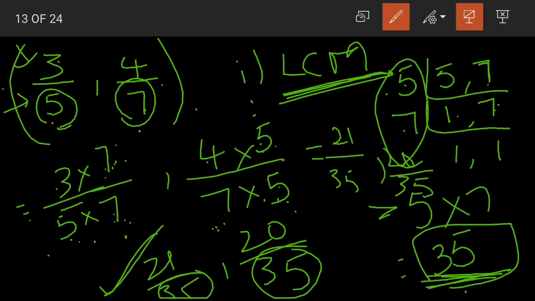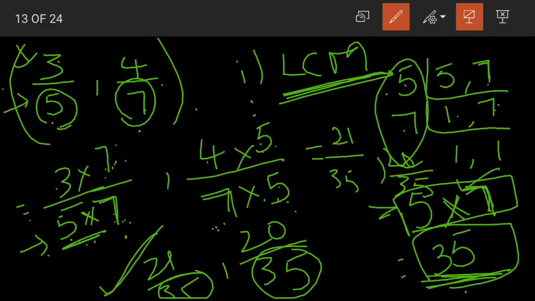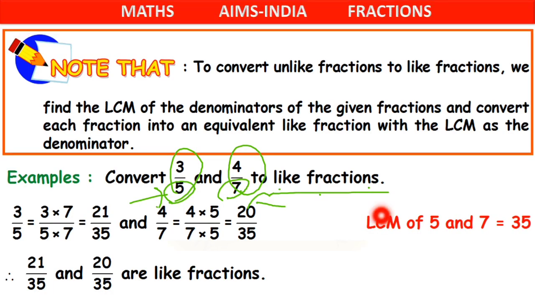Or another thing we can do here is we are having 5 only here. Now if you look at the LCM, it is 5 into 7. So 7 is missing. So multiply it with 7. In the same way here we are having only 7. 5 is missing. So multiply with 5. Both the numerator and denominator, multiply it with 5. Understood students? What was this? This was about converting like.